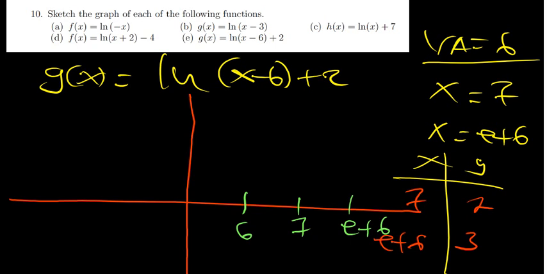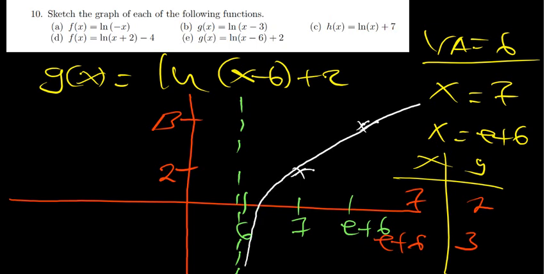Now this graph is not supposed to touch this line. That is our vertical asymptote. What else do we know? We can also see that in the y-axis we have got 2 and 3. I'm going to put 2 here and then here 3. Let's see. So I have got 7 comma 2 is this point. I have got e plus 6 comma 3, which is at this point. Running away from the asymptote, going there, that is going to be our graph.